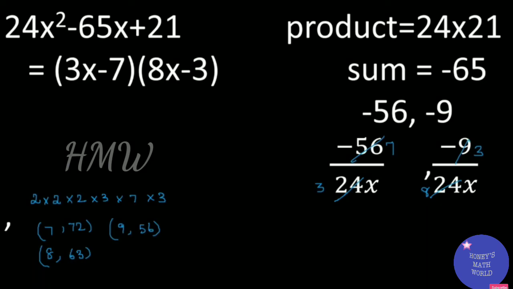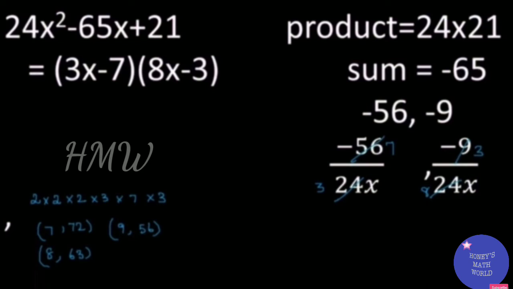24x square minus 65x plus 21. The product should be 24 into 21. You need not multiply at all. You just factorize those numbers. So 24 you can write as 2 into 2 into 2 into 3, and 21 you can write as 7 into 3. So you have to find out which two numbers will give you the sum minus 65.